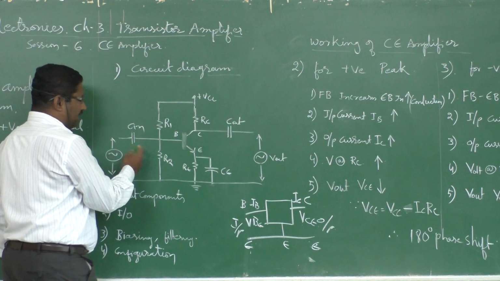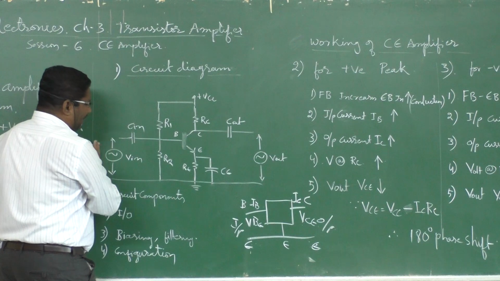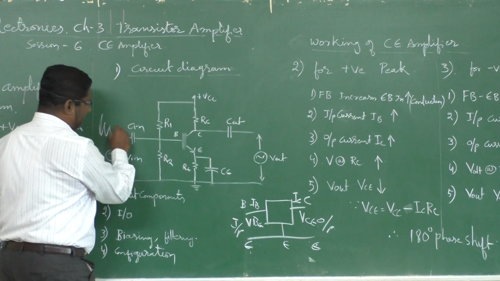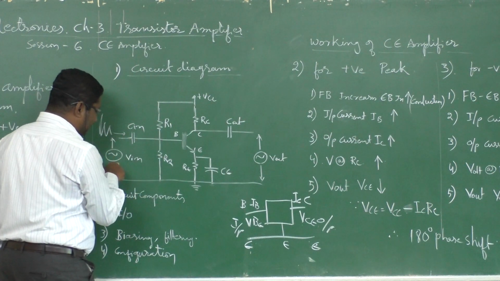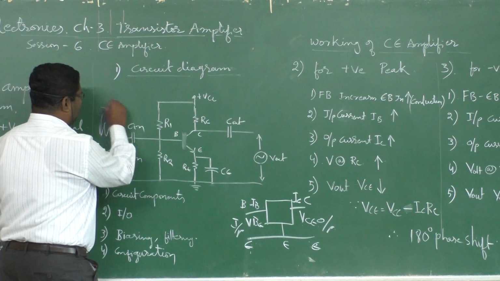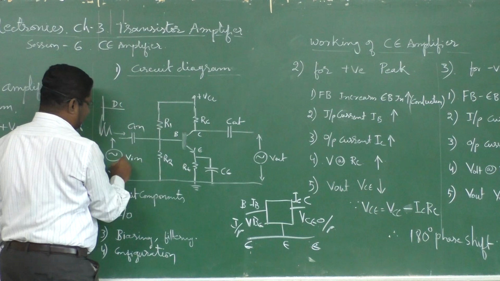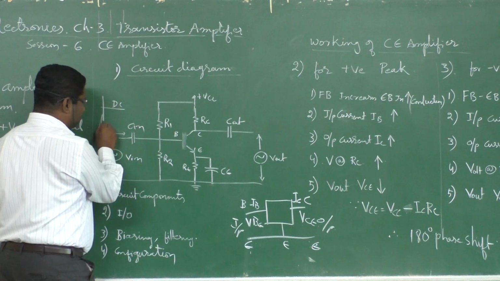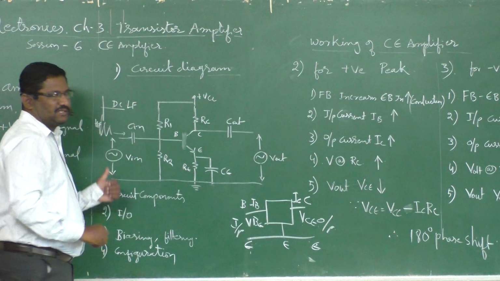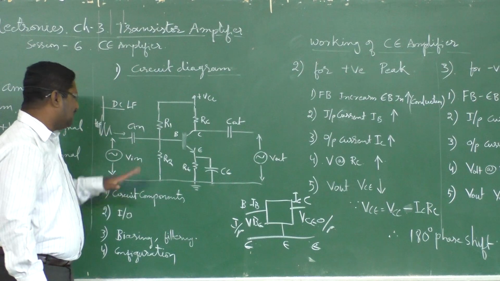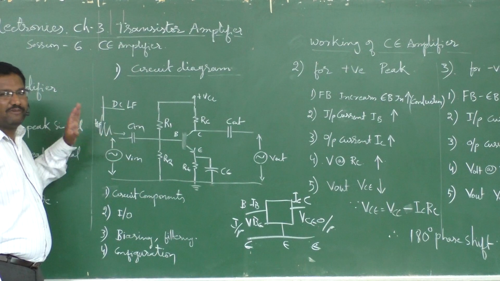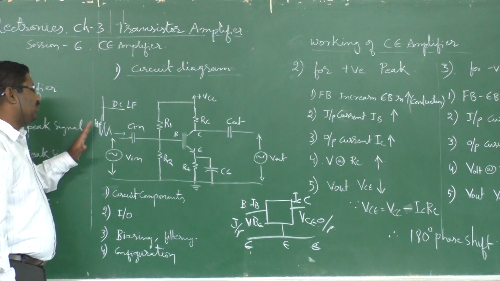Input blocking: if some unwanted DC is entering, or noise is entering inside the circuit along with this signal. The constant DC signal may also enter; noise is a high frequency and DC is a low frequency. If these are mixed with the signal which has to be amplified, they are blocked by this C in, the input capacitor. The input capacitor will block the unwanted signal. So that is the input blocking circuit.